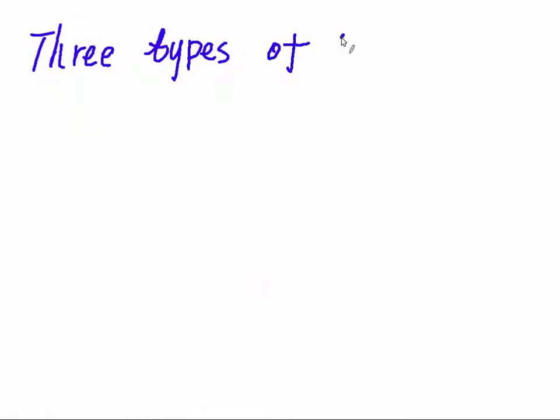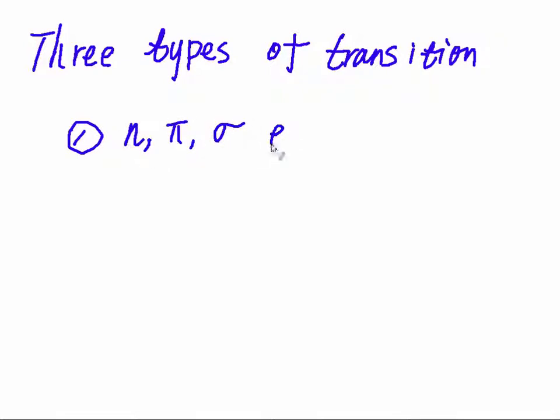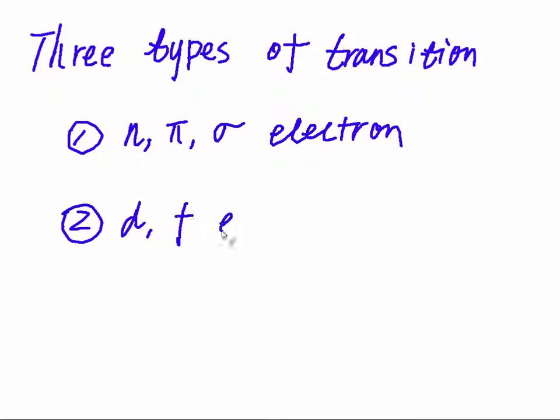There are three types of transition. One is n, pi and sigma electron transition. Second is d, f orbital electron transition, and the third is charge transfer transition.